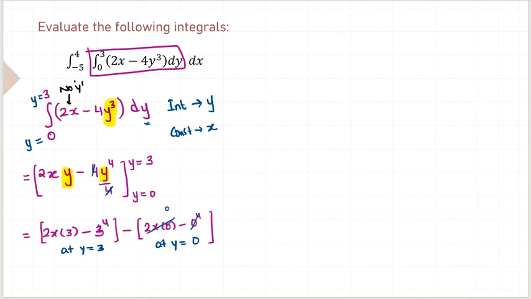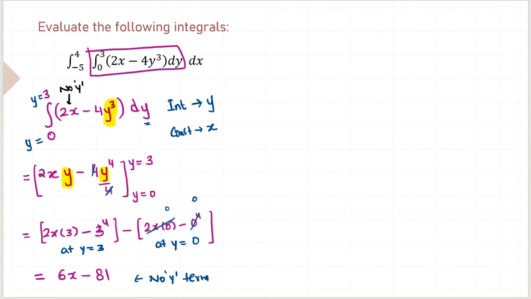This becomes 0, this becomes 0. So you are left with only the first term, that gives you 3 times 2, 6x, minus 3 to the power 4, that is 81. So you finished integration with respect to y, and there is no y term left. It means you are going correct.